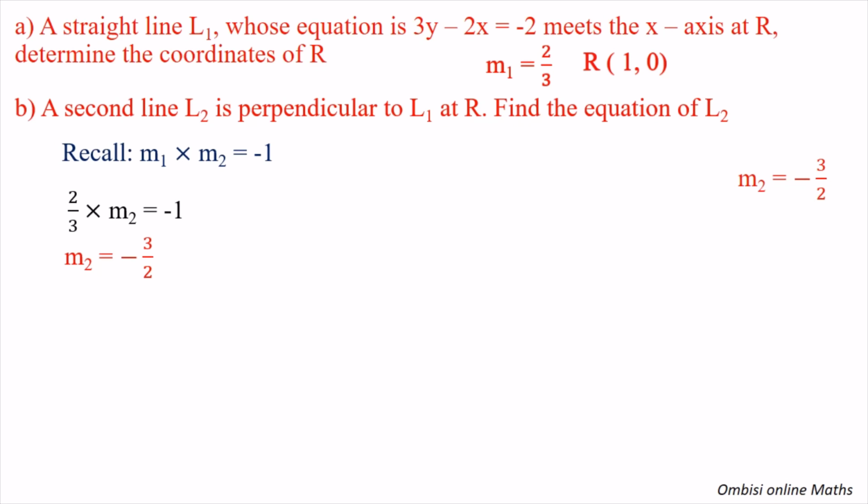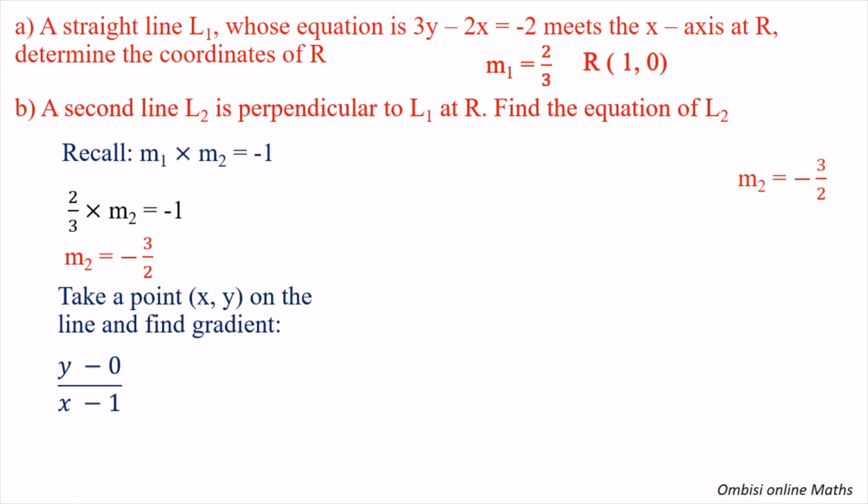Now, they want its equation. We are going to take a point (x, y) on the line and use that point and R to find the gradient. The gradient, you know, is the change in y over the change in x, and this should give us the gradient. So when you cross multiply, it ends up as 2 into brackets y minus 0 equals -3 into brackets x minus 1. This simplifies to 2y equals -3x plus 3. So divide both sides by 2 and you end up with y equals -3 over 2 x plus 3 over 2.